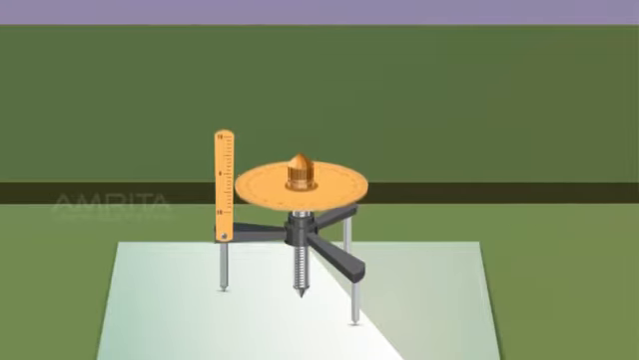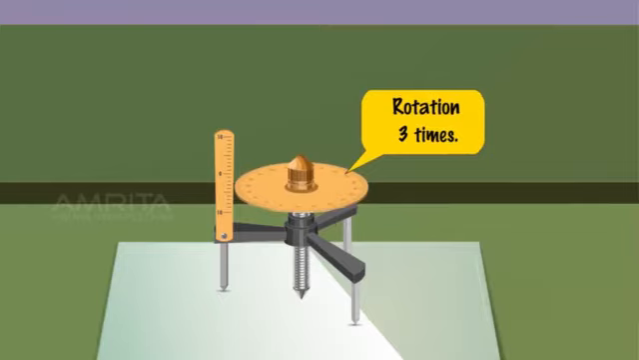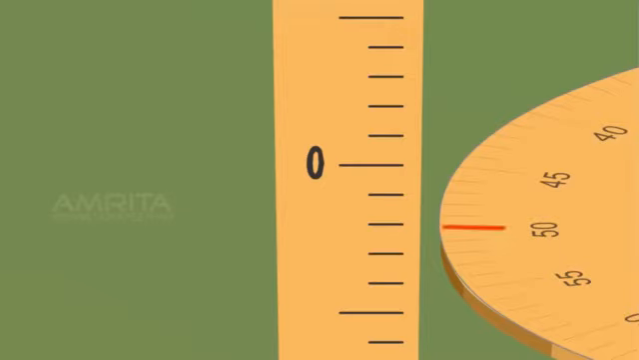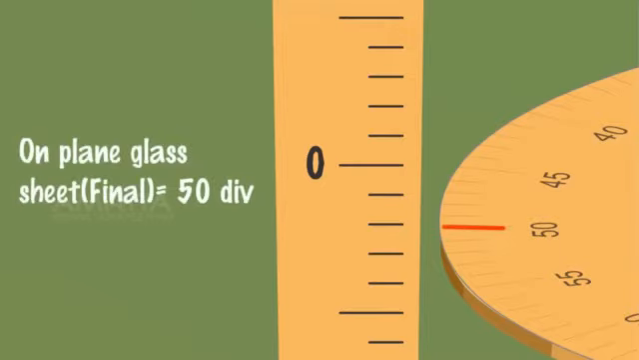Count the number of complete rotations by gently turning the screw downwards till it touches the surface. Insert a paper strip for confirmation. Note the reading of the circular scale which is finally in line with the pitch scale.